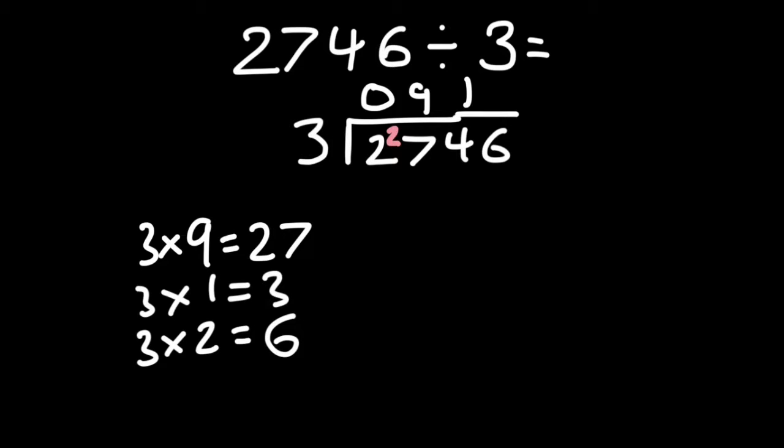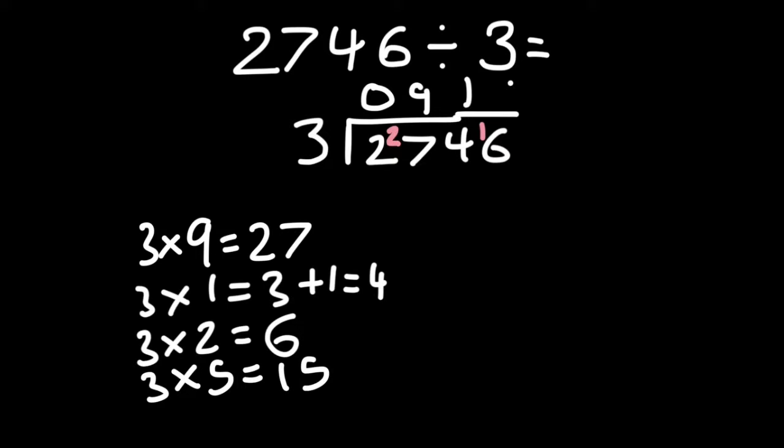Okay, and because 3 times 1 is only 3, we need to add on 1 more in order to equal 4. So we have 1 remainder. So we'll put the 1 remainder here, which will make the next number 16. So how many 3's go into 16? Well, we know that the closest we can get is 3 times 5 equals 15. So 5 goes up here.